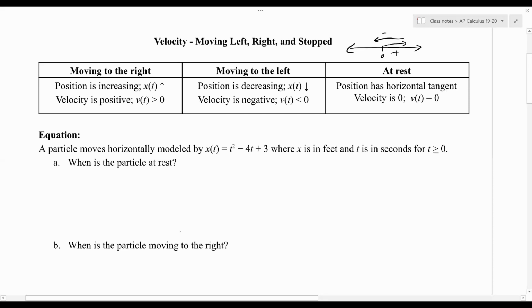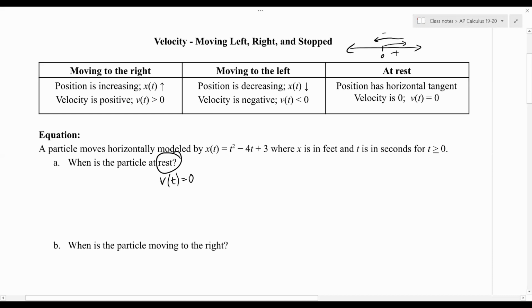Let's do an example with an equation. A particle moves horizontally, modeled by x of t equals t squared minus 4t plus 3, where x is in feet and t is in seconds for t greater than 0. When is the particle at rest? So when I see at rest, that is telling me that the velocity must be 0.